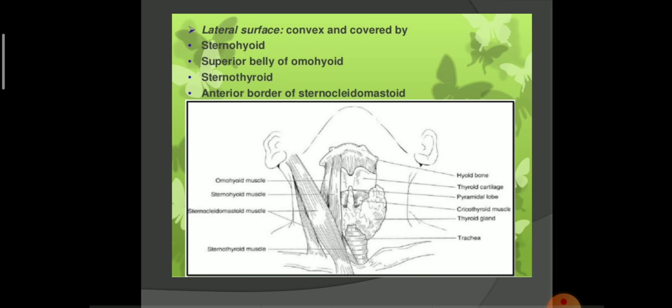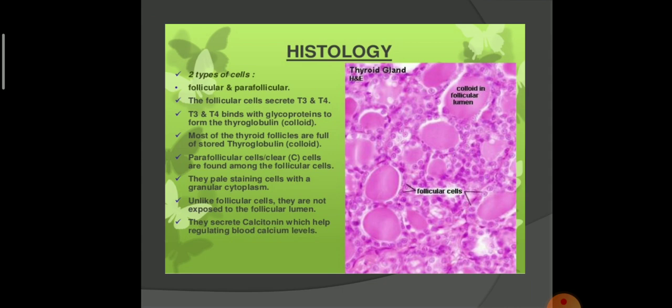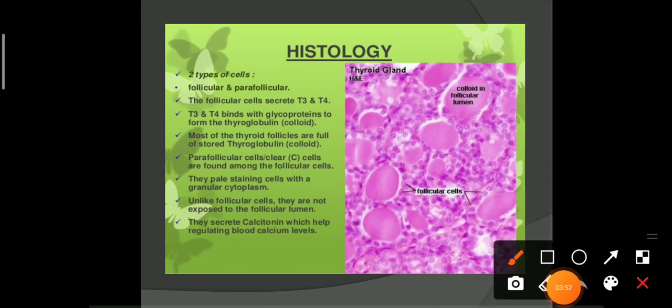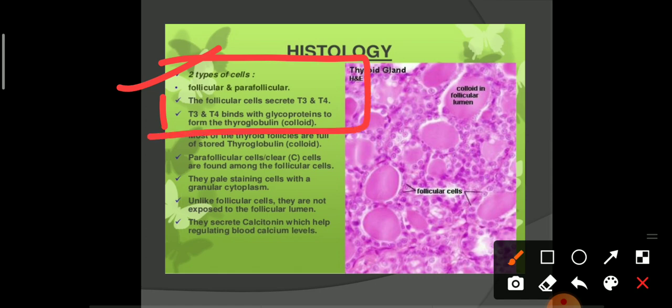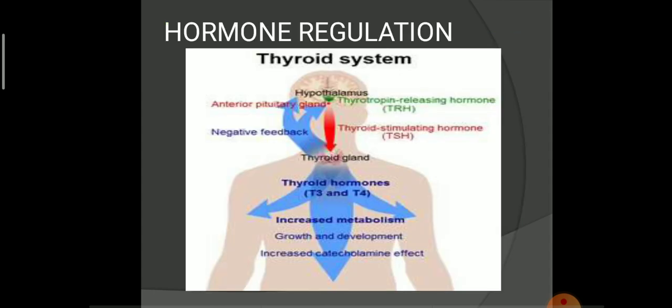The muscles covered by the thyroid gland are sternohyoid, superior belly of omohyoid, sternothyroid and anterior belly of sternocleidomastoid. Coming to histology, just two lines. The histology of the thyroid gland mostly consists of follicular cells and parafollicular cells. Follicular cells produce T3 and T4, whereas parafollicular cells, the C cells, produce calcitonin. In further slides, we will discuss the hormone secretion and hormonal regulation of the thyroid gland.